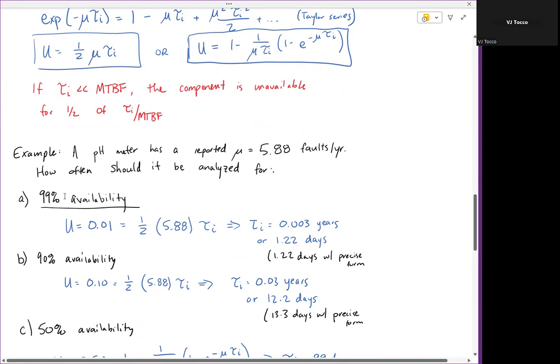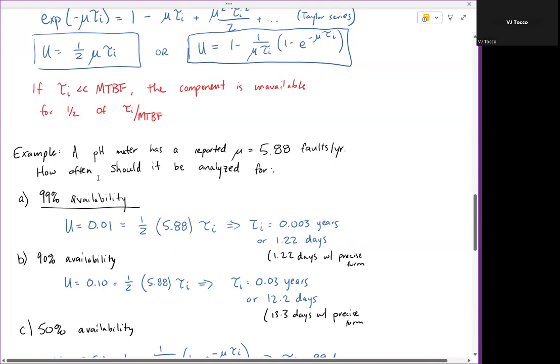So again, I convert availability to unavailability, and that will allow me to plug it into this expression. So I just take 1/2 times 5.88 over to the other side, and I find that the inspection interval for 99% availability is 0.003 years. And you should not ever report your answer like this because at a glance, I have no idea how long 0.003 years is. So I'm going to convert that to days, which is a much more sensible answer.